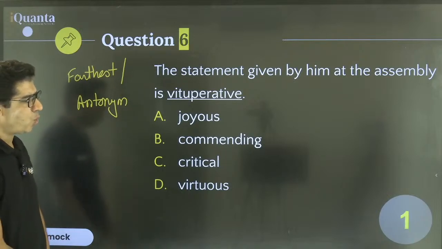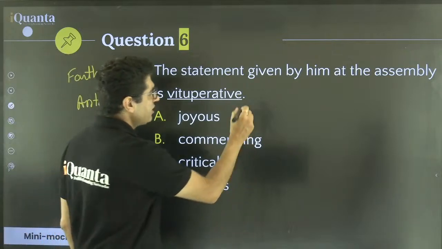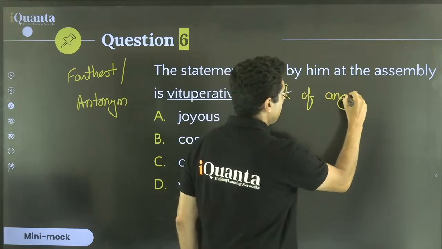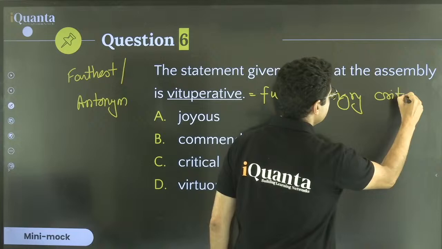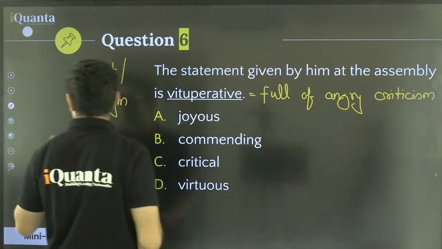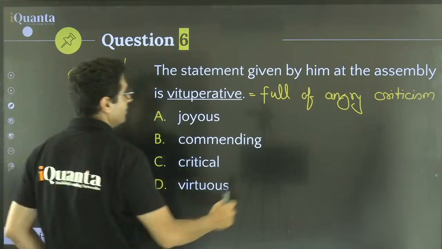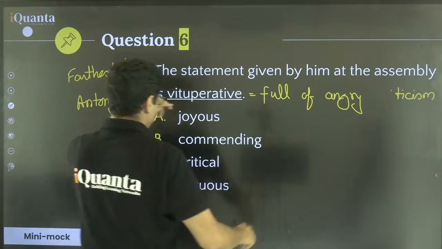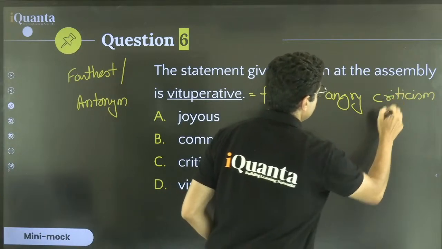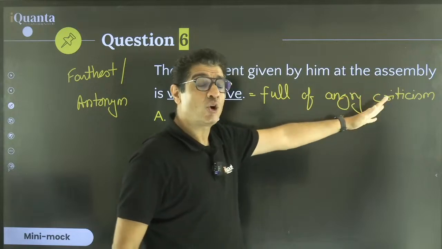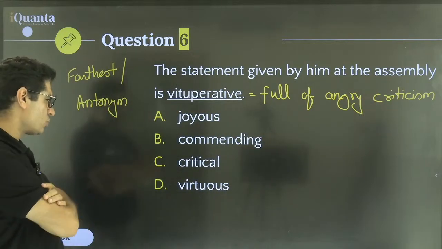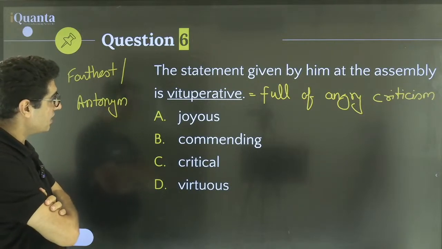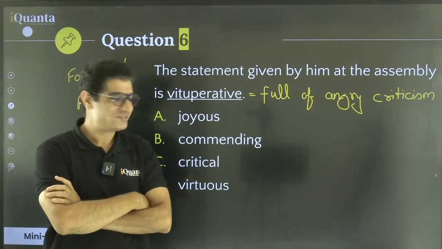Three, two, one, go! So vituperative basically means full of angry criticism. Let me just clean up my C a little. So full of angry criticism, and you're looking for something which shows that you are not angry, not criticizing. Which word will tell us that we are not angry and are not criticizing somebody?